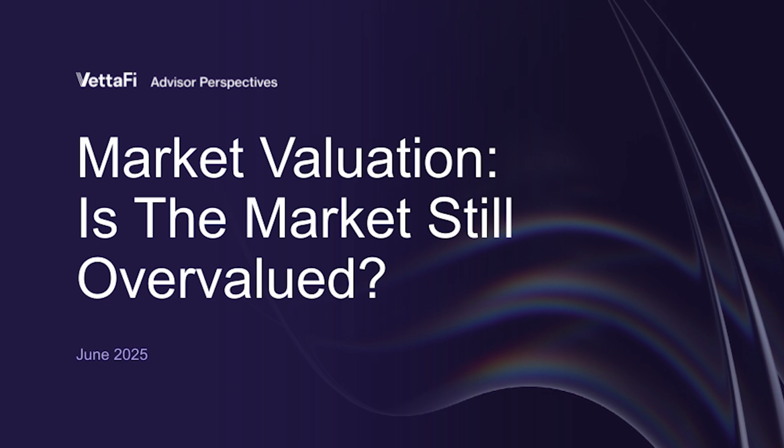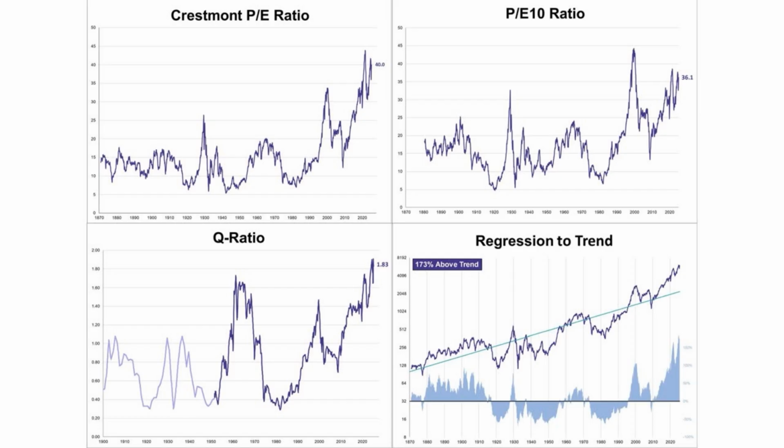But where does the index line up if we zoom out our timeline to begin over 100 years ago? Today, we're going to answer that by looking at the market's overall valuation using 4 indicators. The 4 market valuation methods are the Crestmont PE ratio, the PE10 ratio, the Q ratio, and the relationship of the S&P 500 to a regression trend. I won't get into the specific methodology for each of these, but they are different and tell us different things.